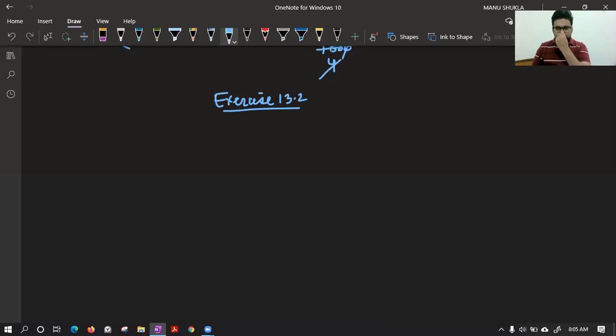Anyone having doubt in question number 1 and 2? Simply they want you to find the diameter of the cylinder, and the second one is how many square sheets. Anyone having doubt in first and second, please ask.